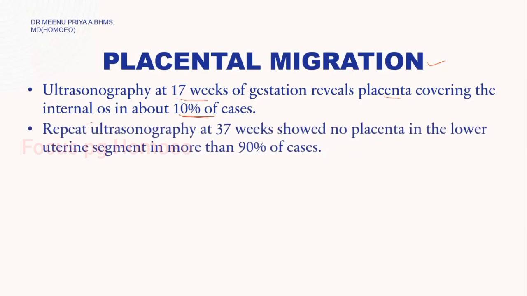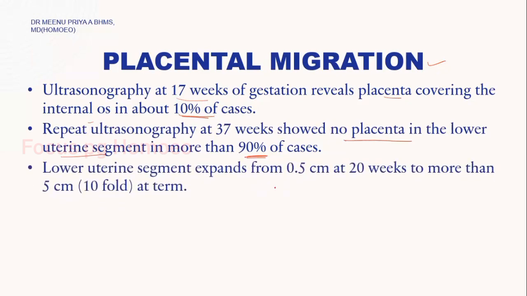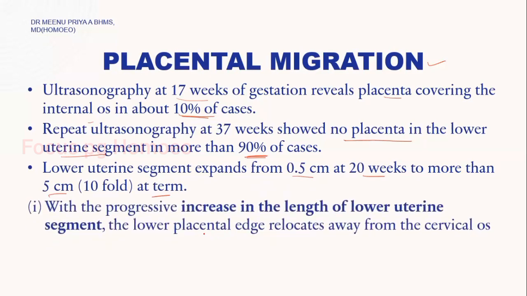At 37 weeks, the USG is repeated. When the USG is repeated, it is seen that there is no placenta in the lower uterine segment. The placenta has gone to the normal position in 90% of cases, and that is called placental migration. This occurs in placenta previa, where without doing anything, the placenta goes back to its normal position. The lower uterine segment expands from 0.5 centimeter to 20 at 20 weeks and to more than 5 centimeter at term. So with the progressive increase of the length of the lower uterine segment, the lower placental edge relocates away from the cervical os.